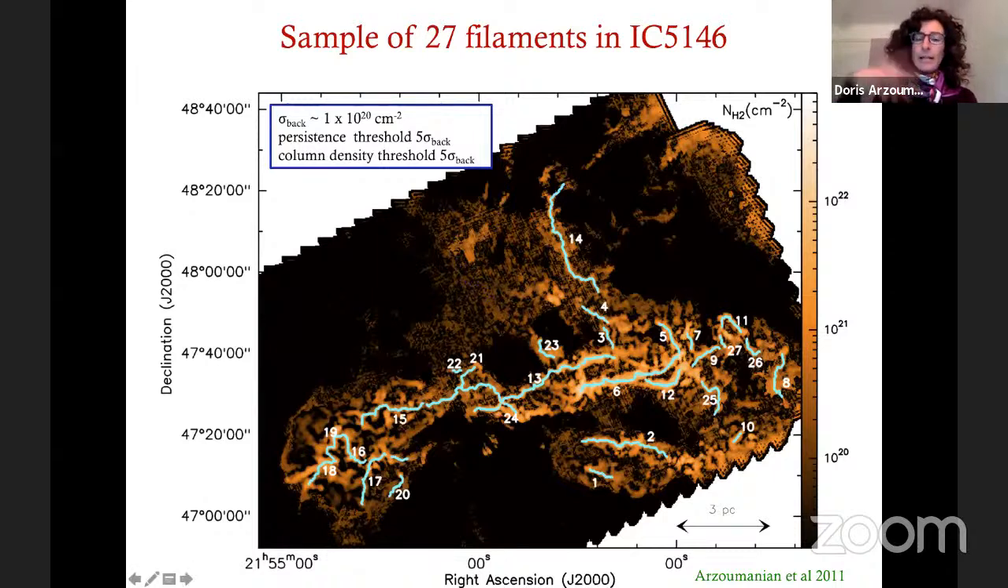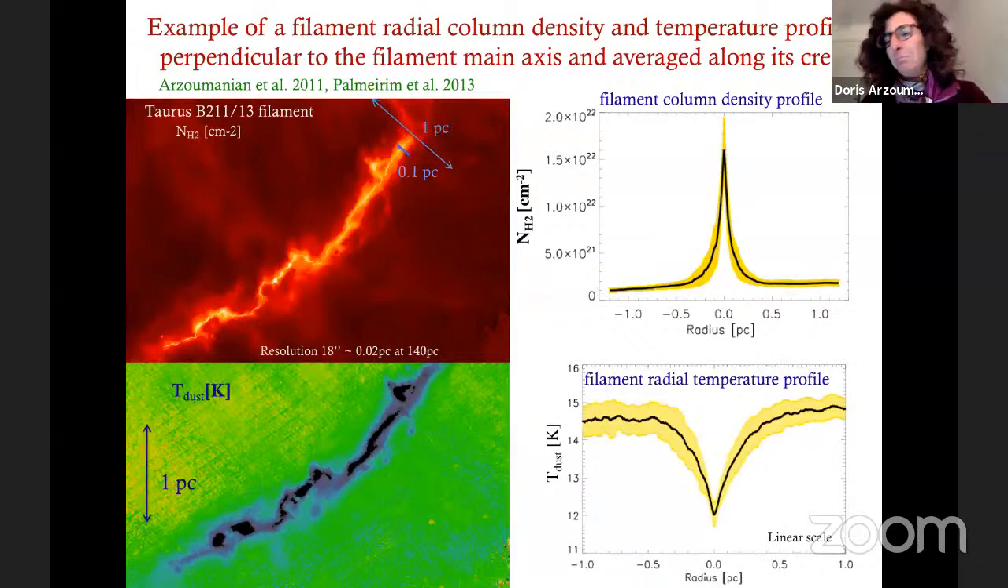And like this, we can identify a number of filaments in the map, and then we can derive their properties. So here, what I show on the left-hand side is a column density map of a filament. It's a filament in Taurus, a molecular cloud. And then here you can see the column density and the temperature map. And then what we do is to take perpendicular cuts to the crest of this filament.